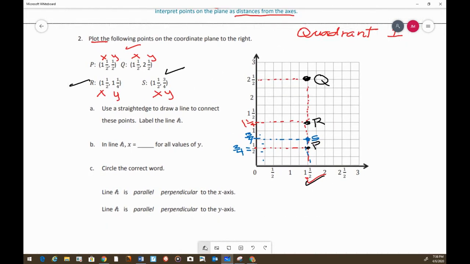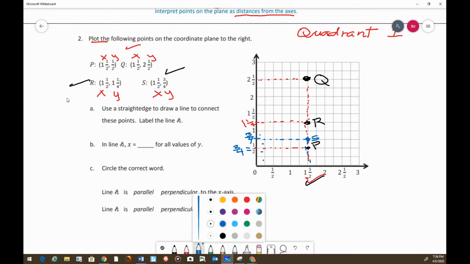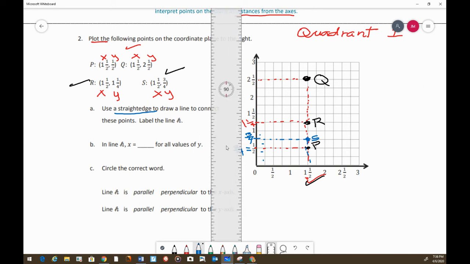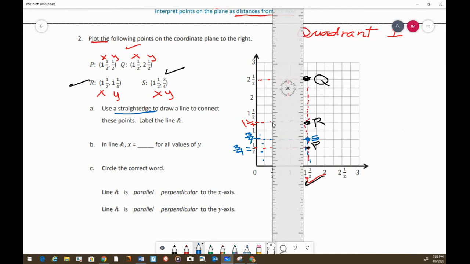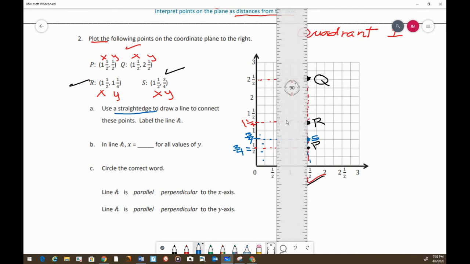Our next part is answering the questions. This is line H. It says, use a ruler or a straight edge to draw a line to connect these points. Let me get my ruler here. I'm going to connect the points and draw it in a different color so you can see the line. Let's make it green. It's going to connect all the points. All of those points are on that line.